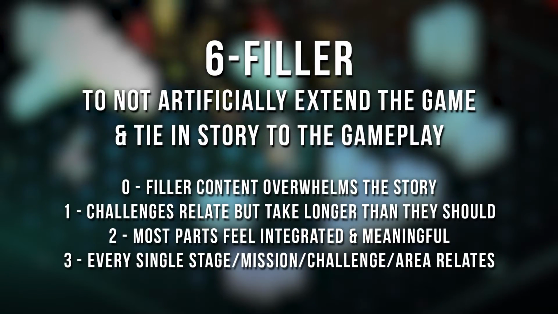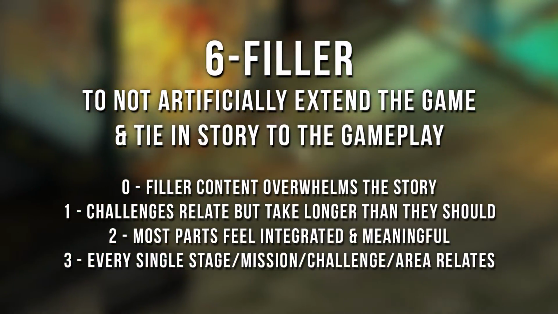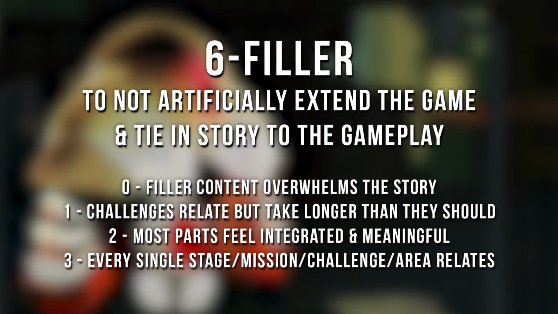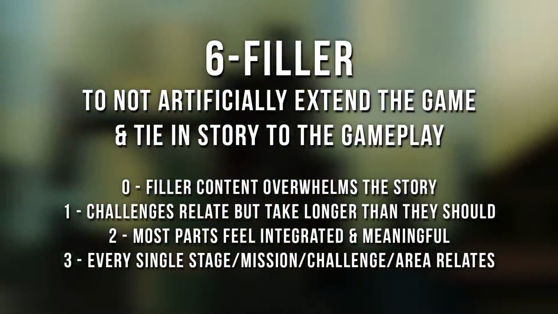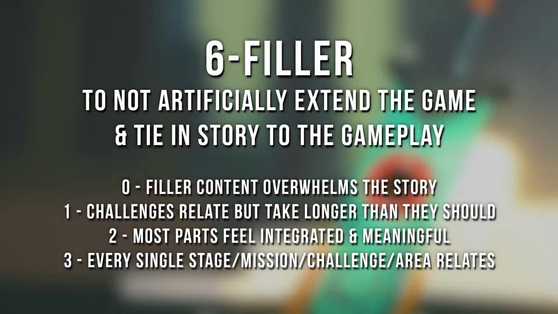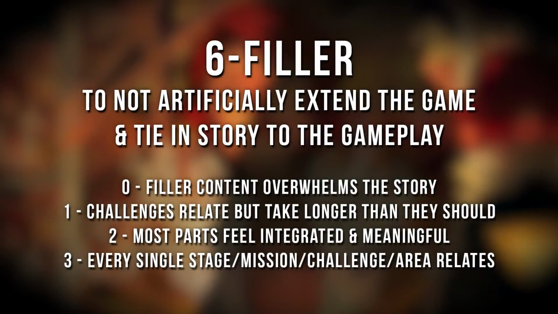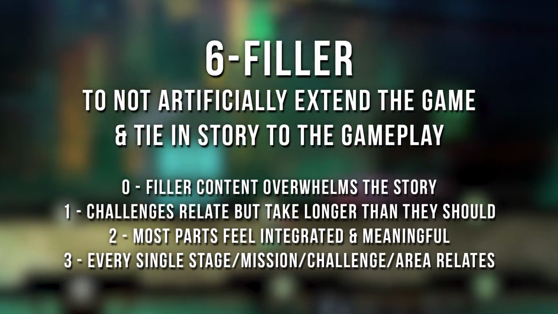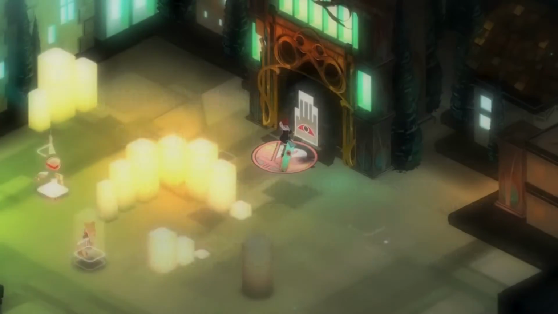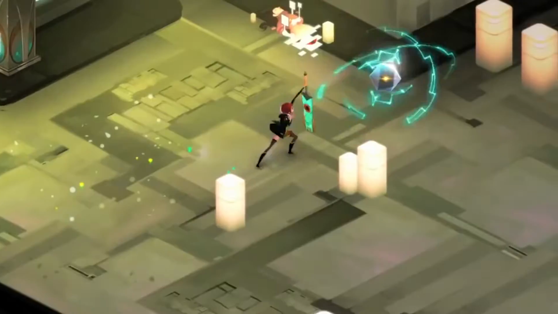A score of 0 means filler content overwhelms the story. 1 means challenges relate to the story but often take longer than they should or are repetitive. 2 means overall each part feels integrated and meaningful, but there are some parts which you could skip and you wouldn't miss much. And a maximum score of 3 means every single stage, mission, challenge or area relates to the story and the world. A good example of this would be Transistor.